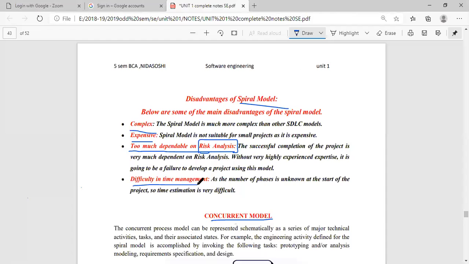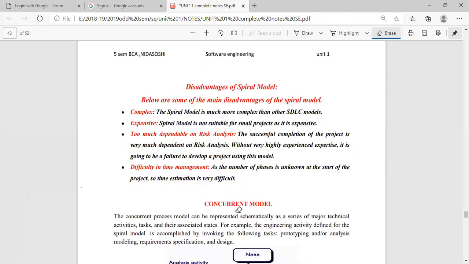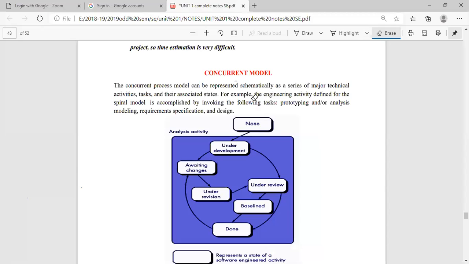Difficulty in time management, yes. Why is there a difficulty in time management? As there are n number of loops, at the initial time you cannot tell the exact time required for the development. So these are the disadvantages of the spiral model. All right, now let me go to the next model, that is the concurrent model.